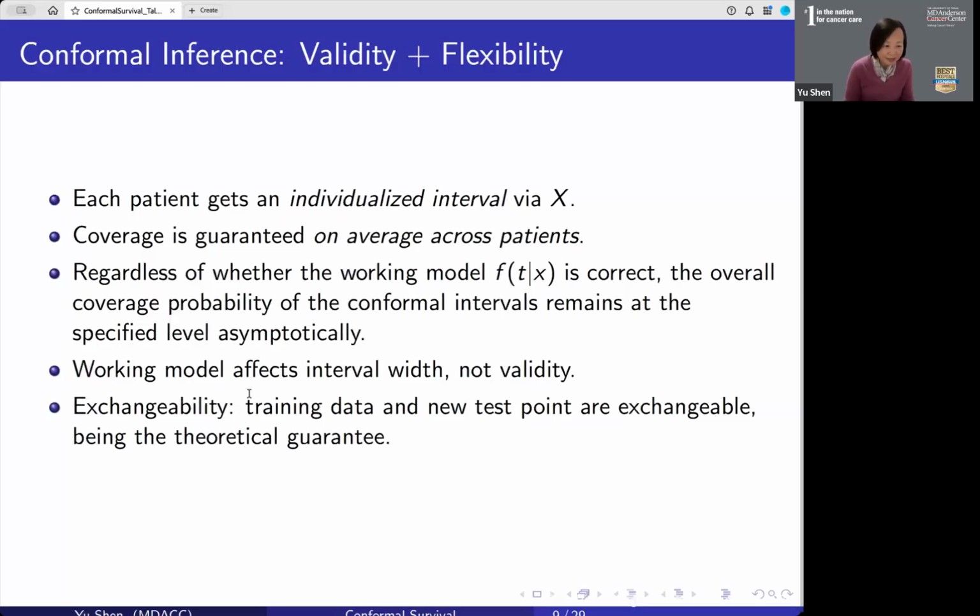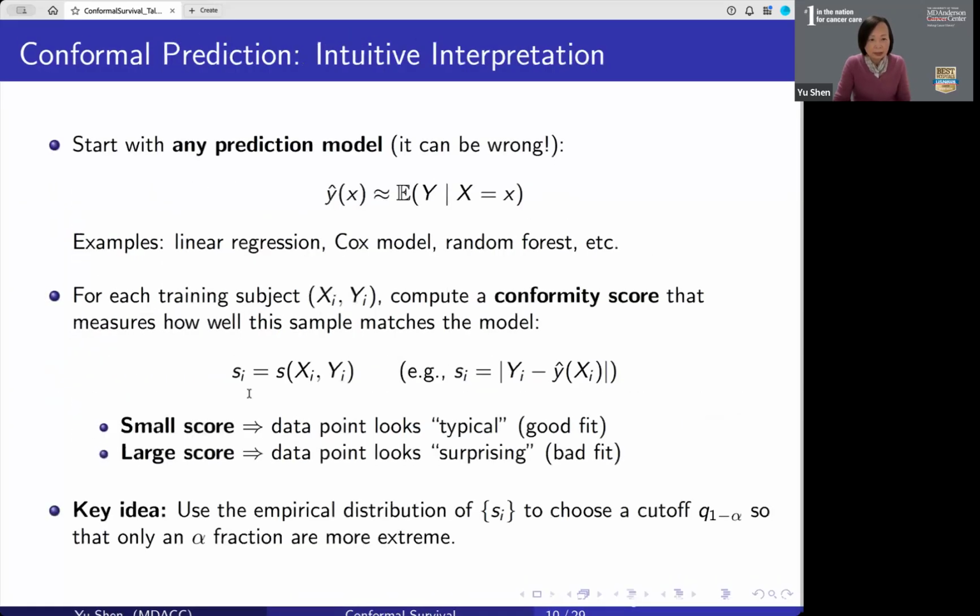And again, we only need to assume the data are exchangeable between the training data and the test point. That's a theoretical guarantee for the coverage probability.